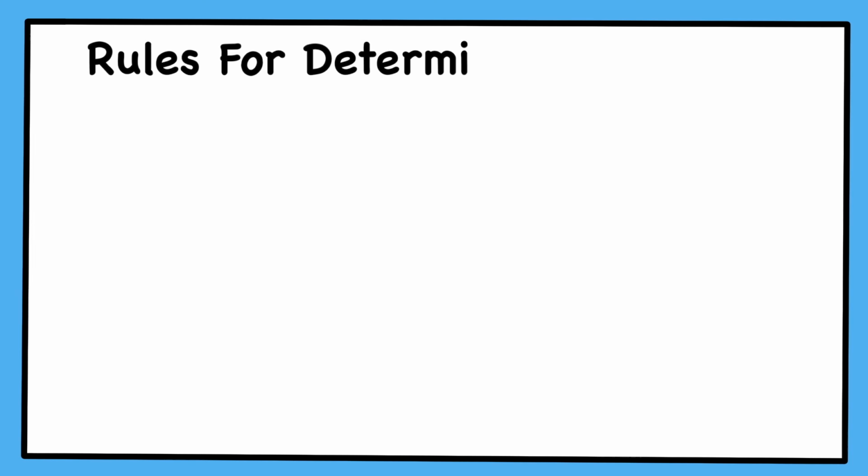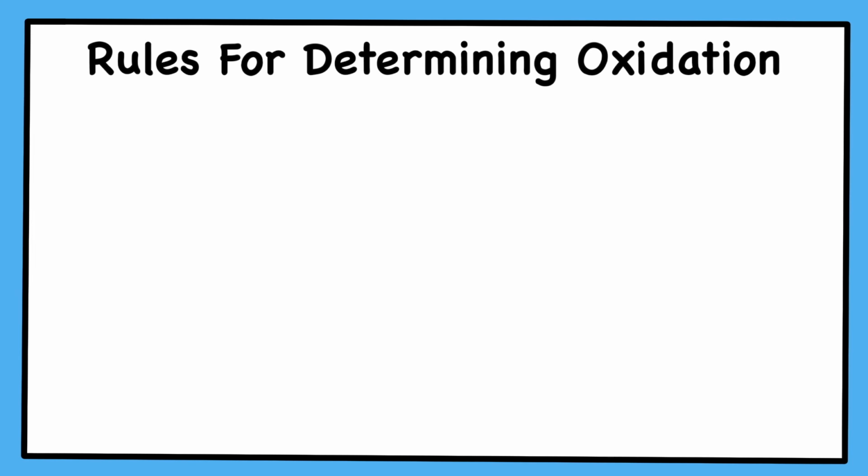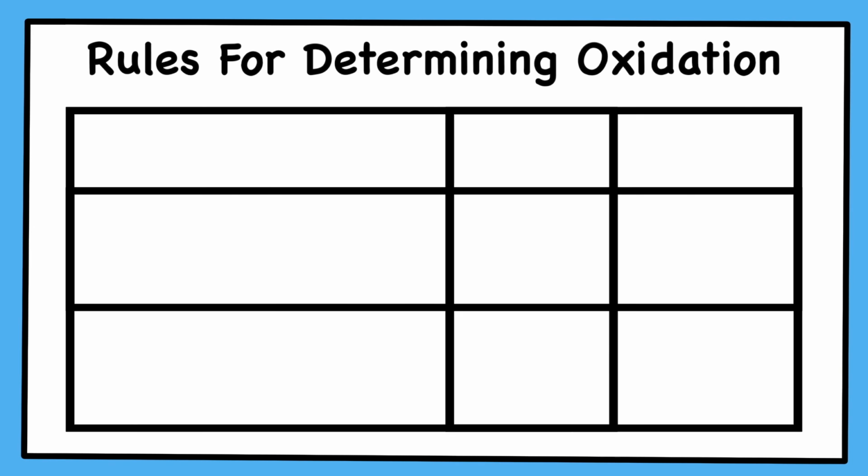Okay, so if I haven't confused you enough, let's talk about rules for determining oxidation numbers. In order to fully understand these types of redox reactions, you must have a way to determine the oxidation number of each element involved in a reaction. Here are the rules for assigning oxidation numbers.